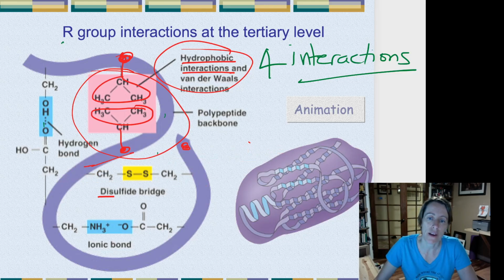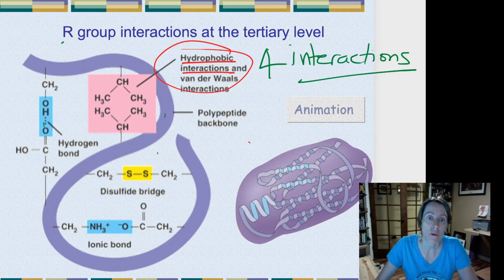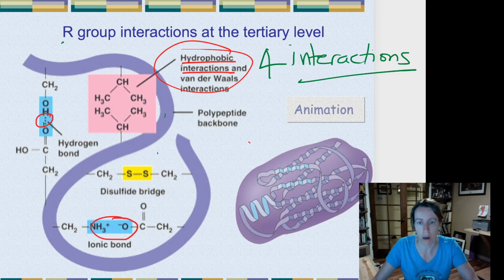Now that's very different to all the other interactions here. Hydrogen bonds can be easily broken. Not very strong. It does have an impact, but it can be easily broken. An ionic bond can also be broken, especially if there's water floating around. This can get disrupted. They can just fall apart.